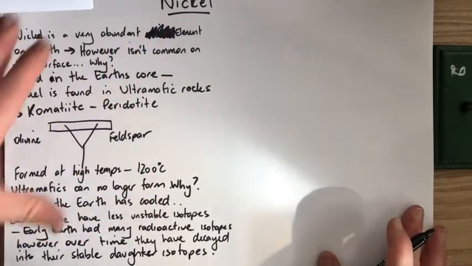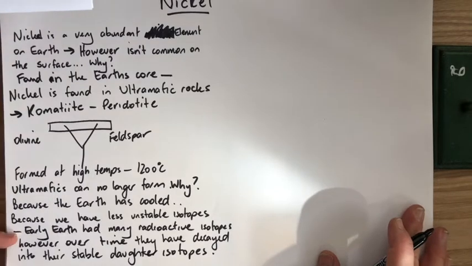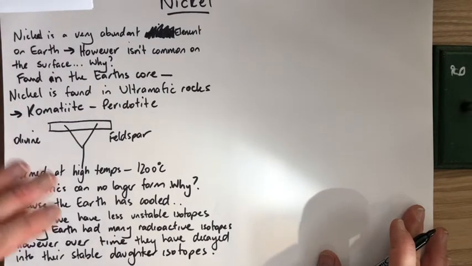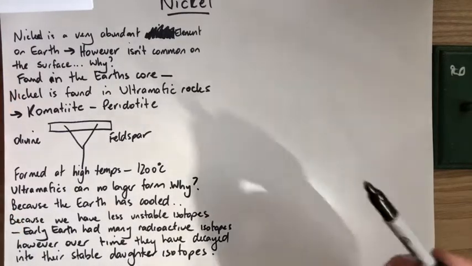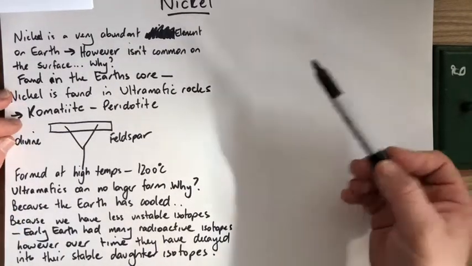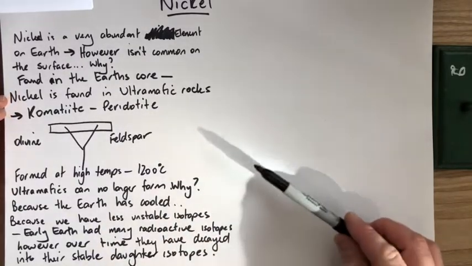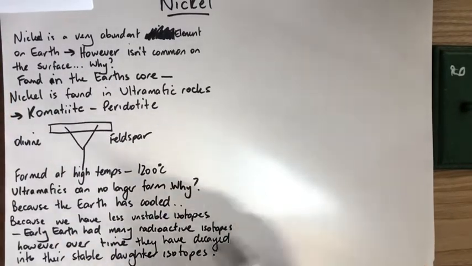So we know that the early Earth was a lot hotter. Primarily, some of the rocks that were formed were ultramafic rocks. Ultramafic rocks are formed at very high temperatures, and it's in those rocks that we find nickel.